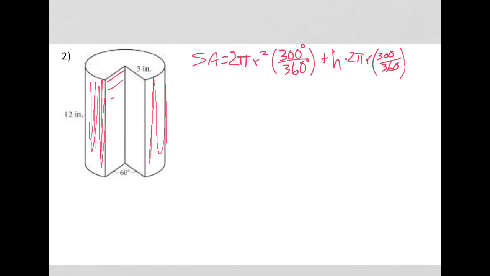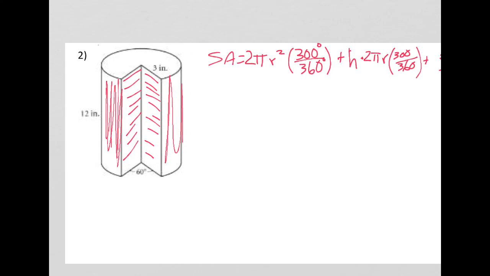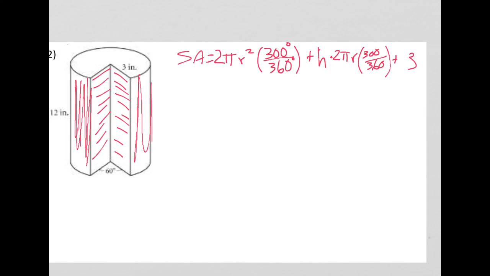But then we still have these inner areas to think about. But again, they're just rectangles. And those rectangles have a width of 3 and a height of, well, let's do this. We haven't plugged anything else in. So the width is going to be the radius, and the height is going to be the height of the cylinder. And there are two of them right there. So now let's plug in everything we know.